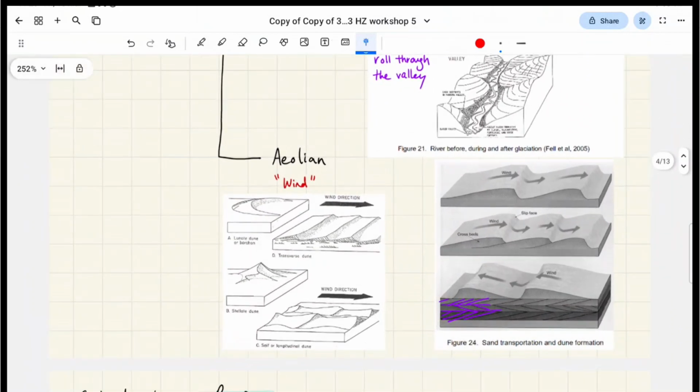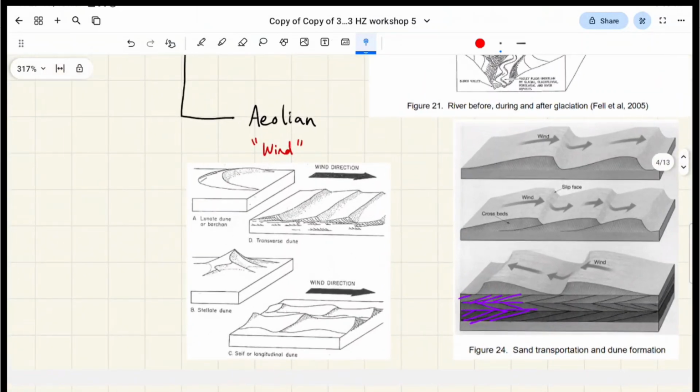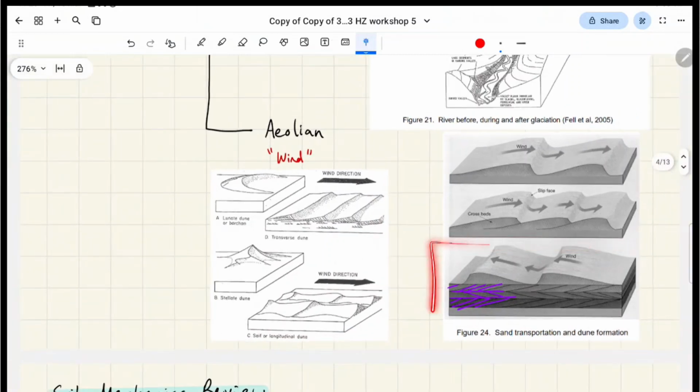And then we have aeolian. It's wind erosion, essentially, right? You've heard of the movie Dune, right? Dunes are the patterns left behind by aeolian soil. So we have different types of dunes here. Before we were talking about cross-bedding in sandstone. That cross-bedding pattern is actually characteristic of aeolian soil, which has been lithified to sandstone. So that's where you get the cross-bedding from.